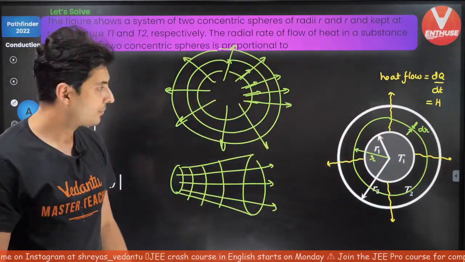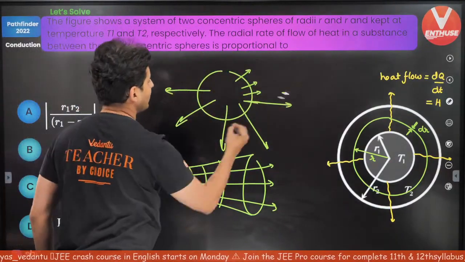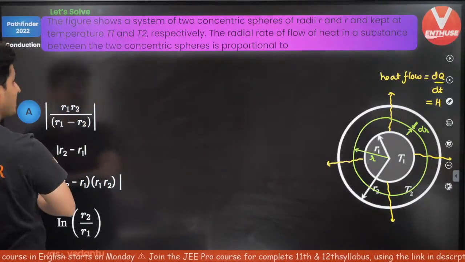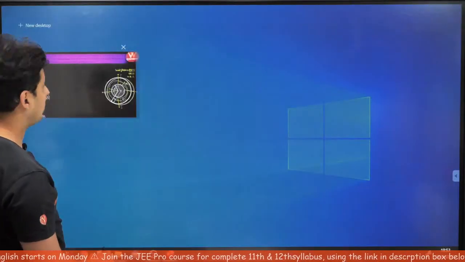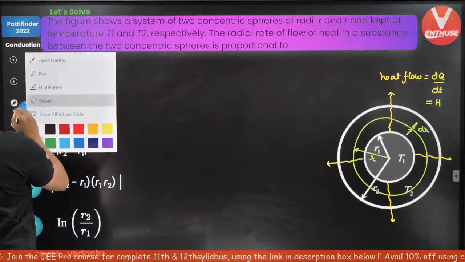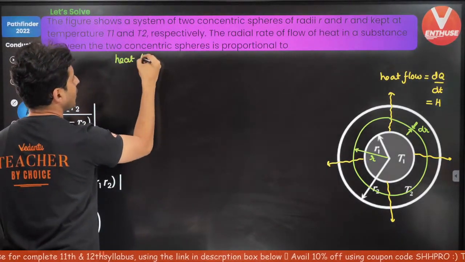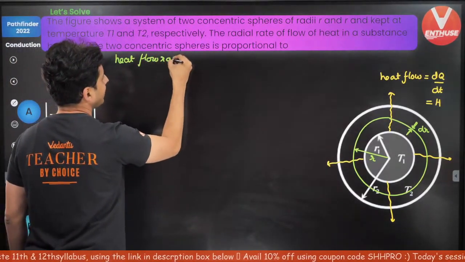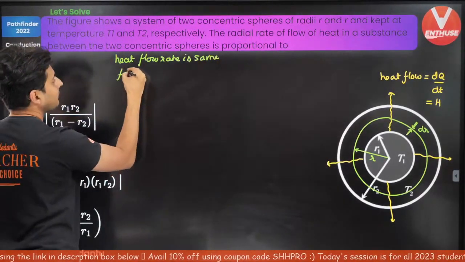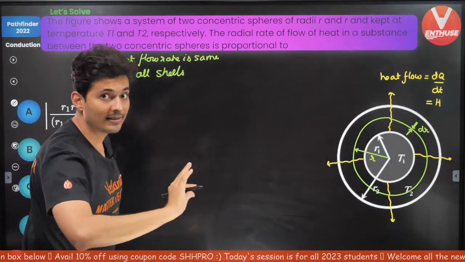Understood, my warriors? This is a very important concept. So, now that you have understood this, perfecto, heat flow rate is the same. So let me just mention that right over here. Yes, so the heat flow rate is same for all the shells. Very, very important. For all the shells, it is same.